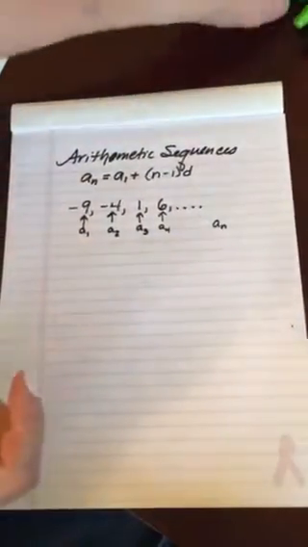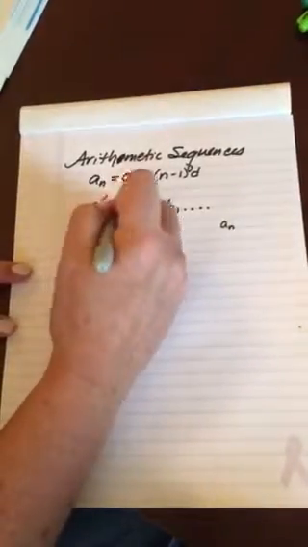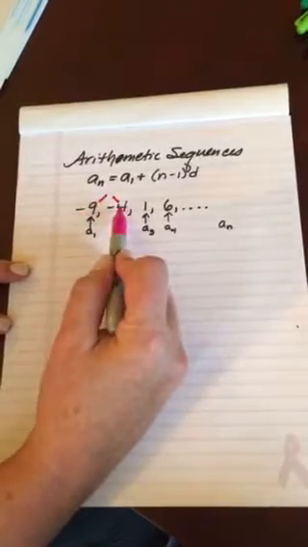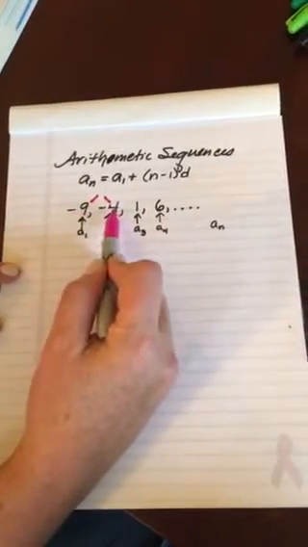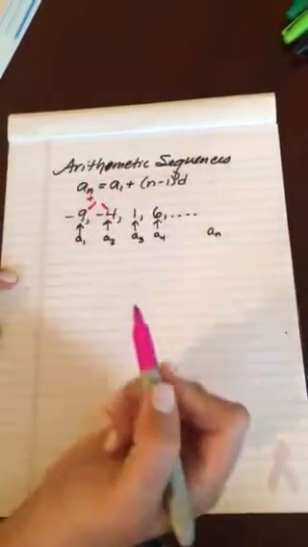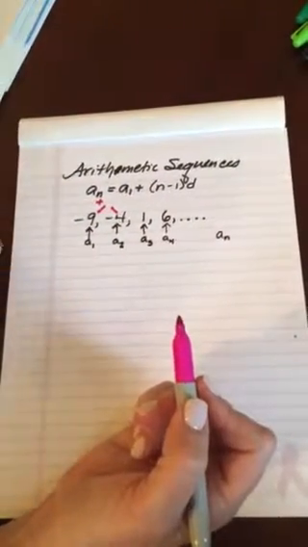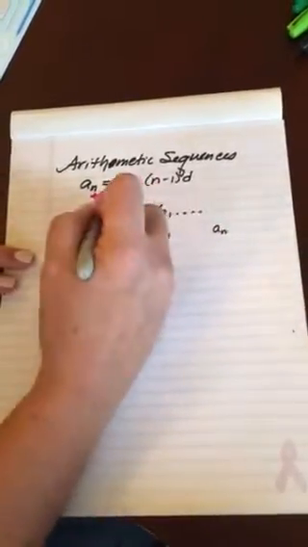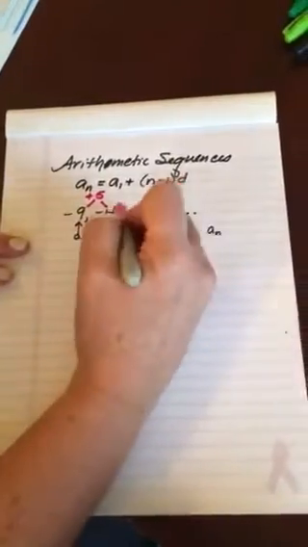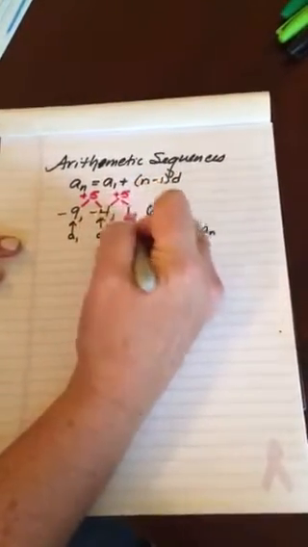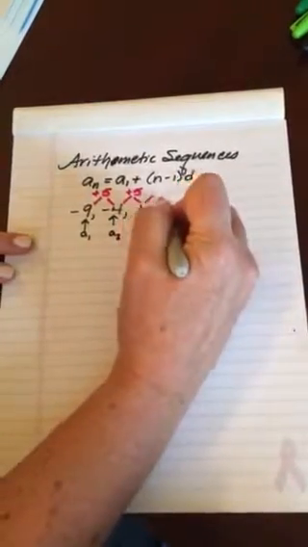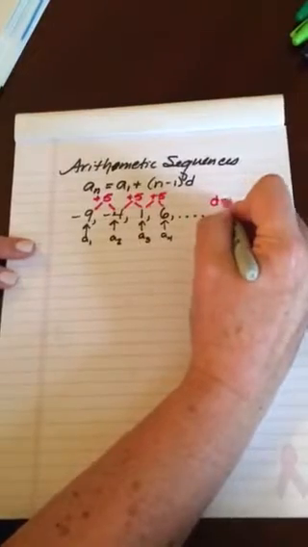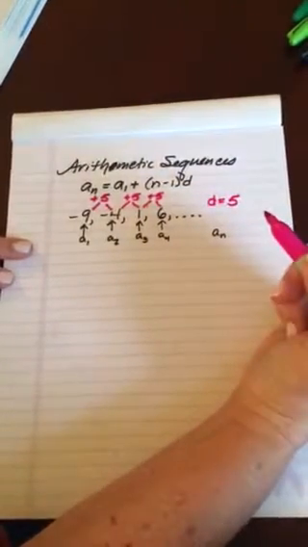Okay, so let's look here. What would the common difference be between -9 and -4? We're going up in value, -9 being less than -4. So the common difference will be positive in this case. How far do we have to go up to get from -9 to -4? We have to go up 5. Does that hold? If I go up 5 again, will I get to +1? Yep. If I go up 5 from +1, will I get to 6? Absolutely. So in this case, my common difference is 5.